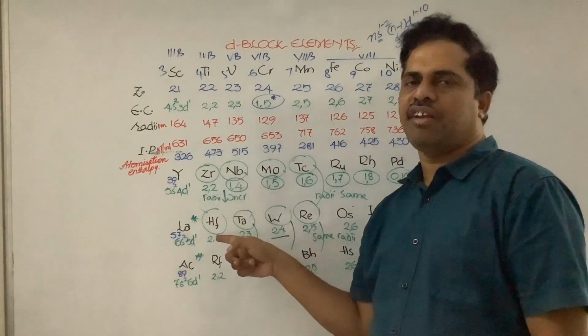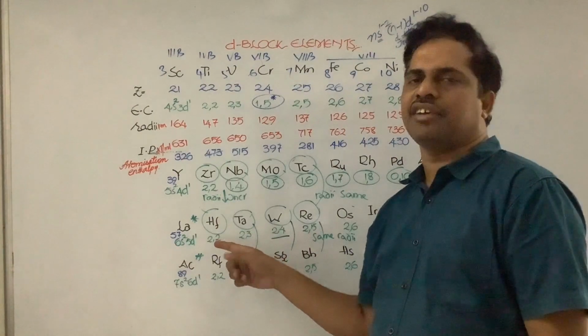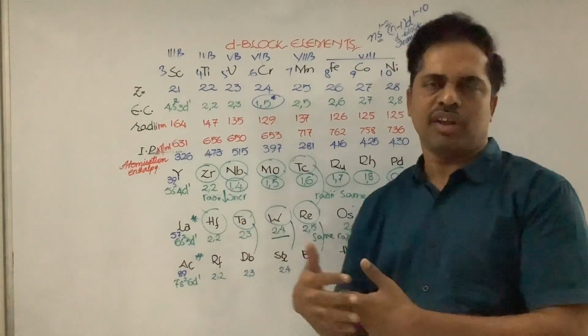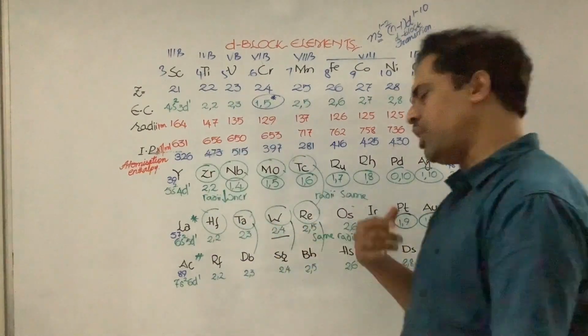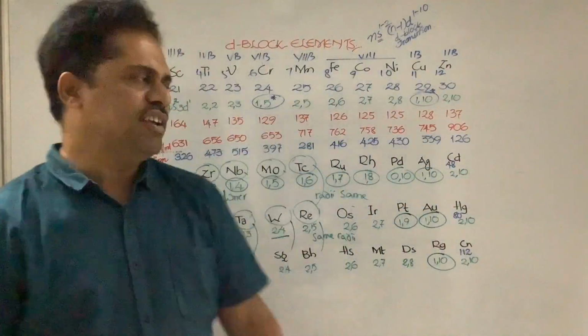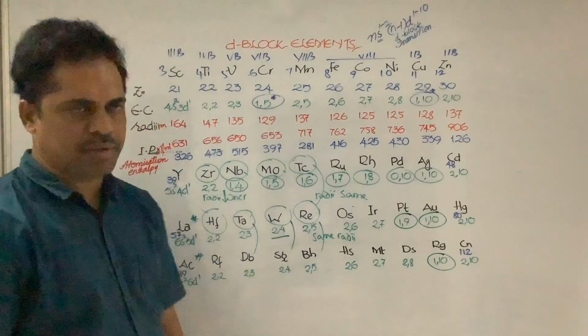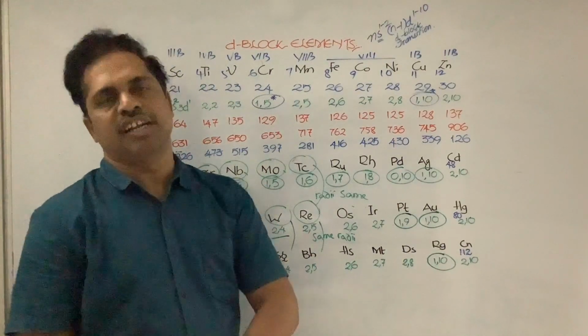So down the group atomic radius should increase, the regular trend, but because of effective nuclear charge, radius should decrease, the lanthanide contraction. When both are working, it is almost the same. So 3D to 4D radius increases, 4D to 5D the radius is almost the same, and 5D to 6D also the radius is almost the same. So this point you need to remember, that's it.